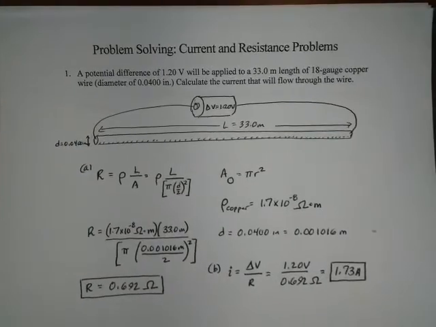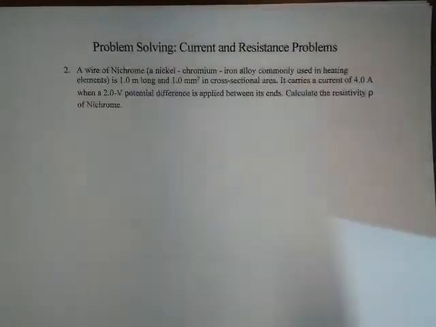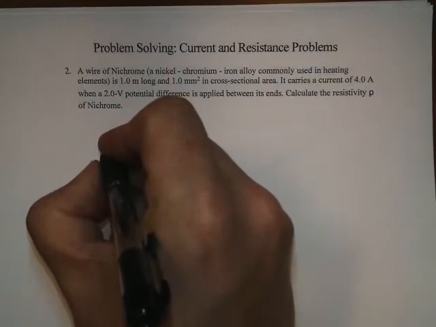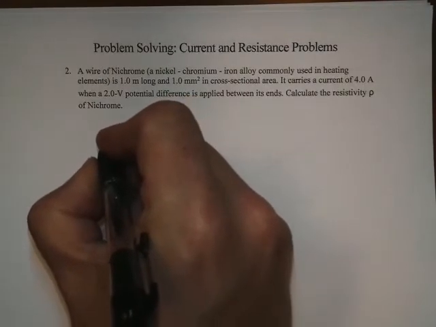Problem 2, a similar problem dealing with resistivity. A wire of nichrome, a nickel chromium iron alloy commonly used in heating elements, is 1 meter long, 1 square millimeter in cross-sectional area. It carries a current of 4 amps when a potential difference of 2 volts is applied end to end.